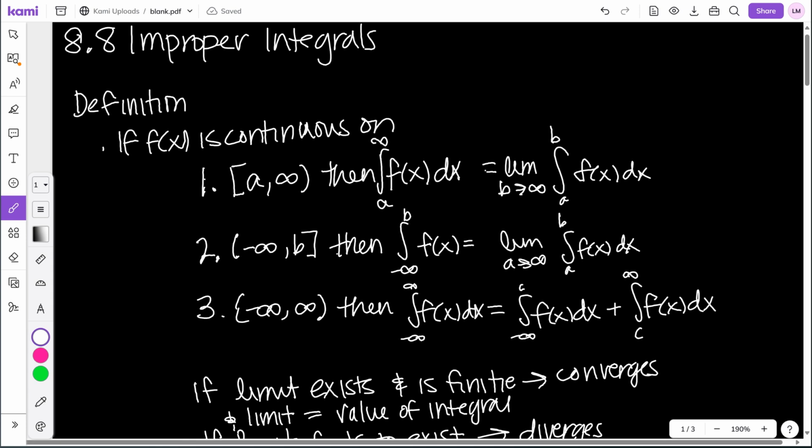It should be negative infinity on this one, and then this one would match this one. It would go to negative infinity. All right, so fix that on number 2. Make sure that's negative infinity.